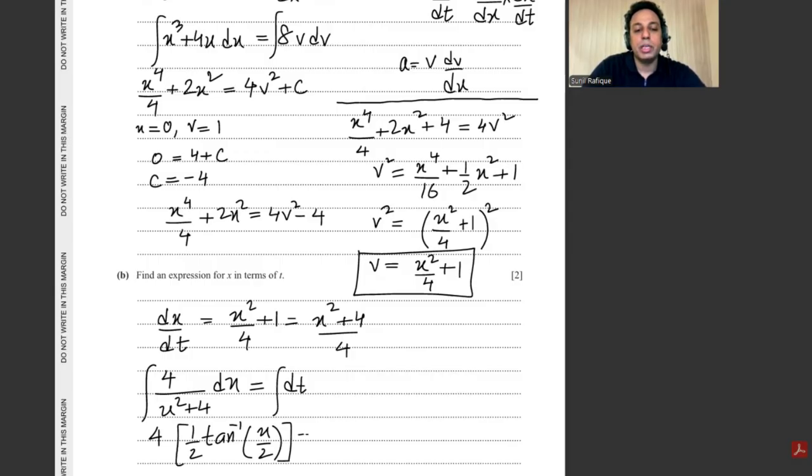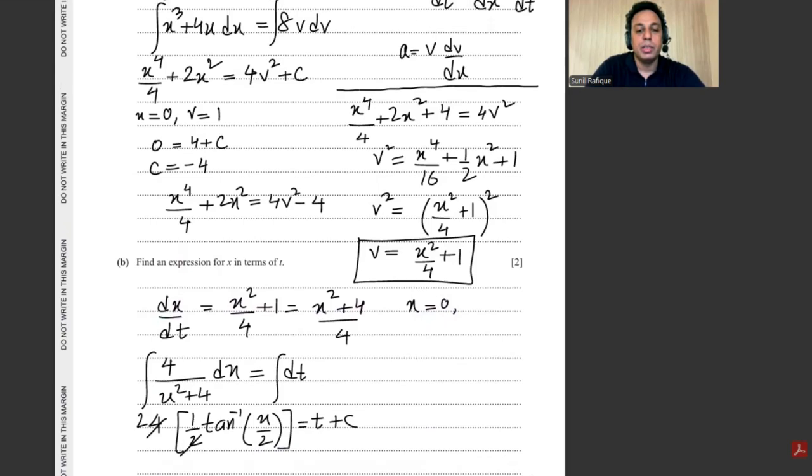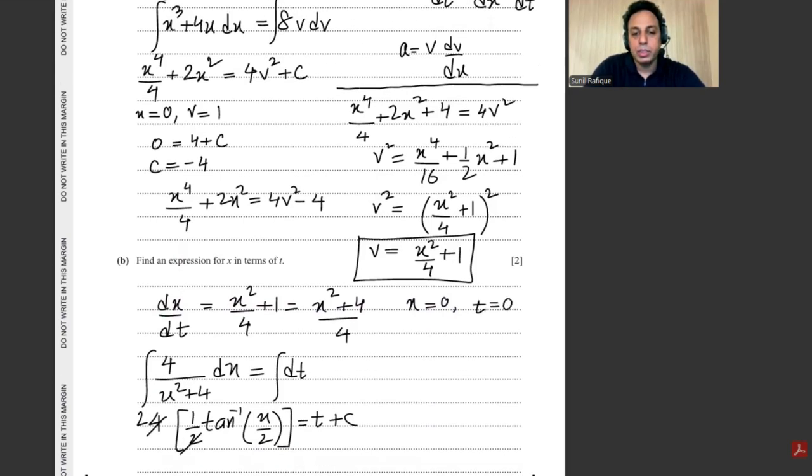And put equal to t plus c. I can simplify. So when x is 0, I think t is 0 as well, right? So that will be good. This implies that c is going to be 0. So you can check arctan of 0 is just 0. So I'll get 2 tan inverse x over 2 equals t.